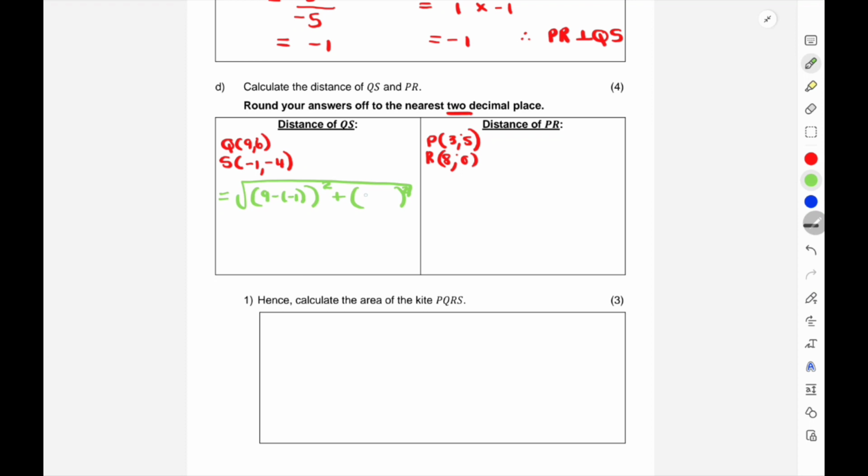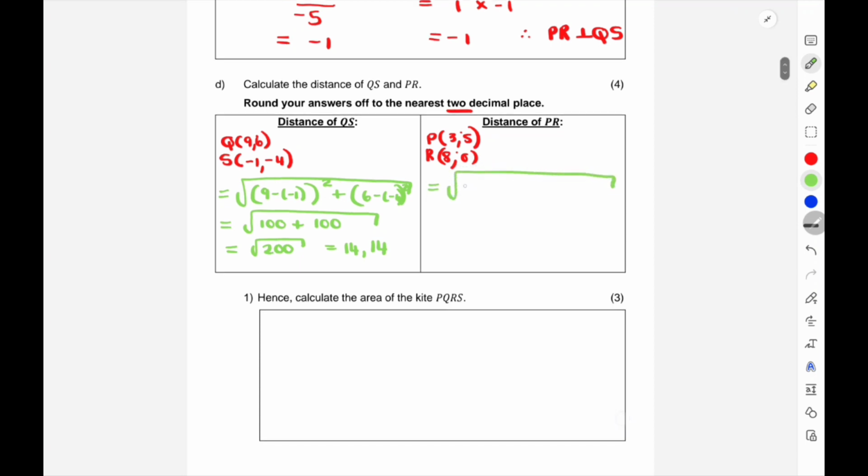And the 2 y values subtracted: 6 minus 4. Which gives you the square root of 9 plus 1, which is 10. 10 squared is 100. And 6 plus 4 is 10. 10 squared is 100. Which is the square root of 200. And again, remember they ask you to round off to the nearest 2 decimal places, which gives you 14.14.